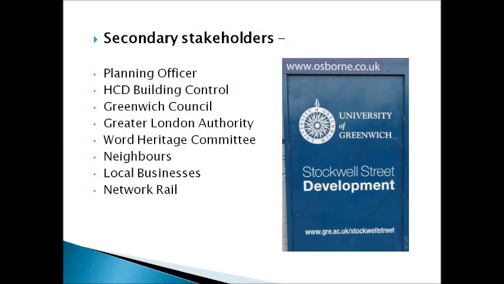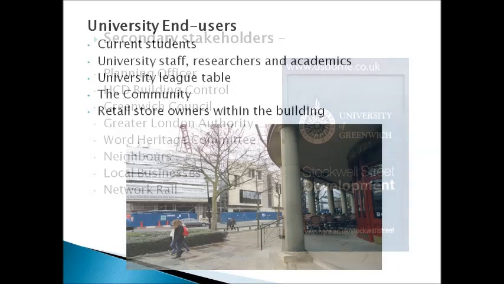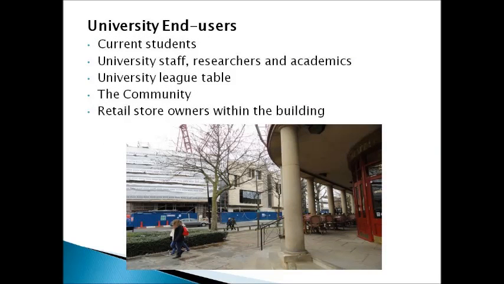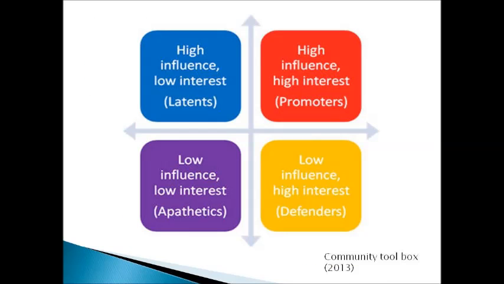The secondary stakeholders have a special or public interest in the project and are indirectly affected. Network Rail are involved as they have an easement on the property due to the railway track running alongside. Stockwell Street is on a World Heritage Site. Extra traffic and increase in noise pollution may affect the locals, but generally they will benefit from the development of the site. Based on the level of power and interest, the stakeholders can be divided into 4 categories, which are the promoters, defenders, latents, and apathetics.